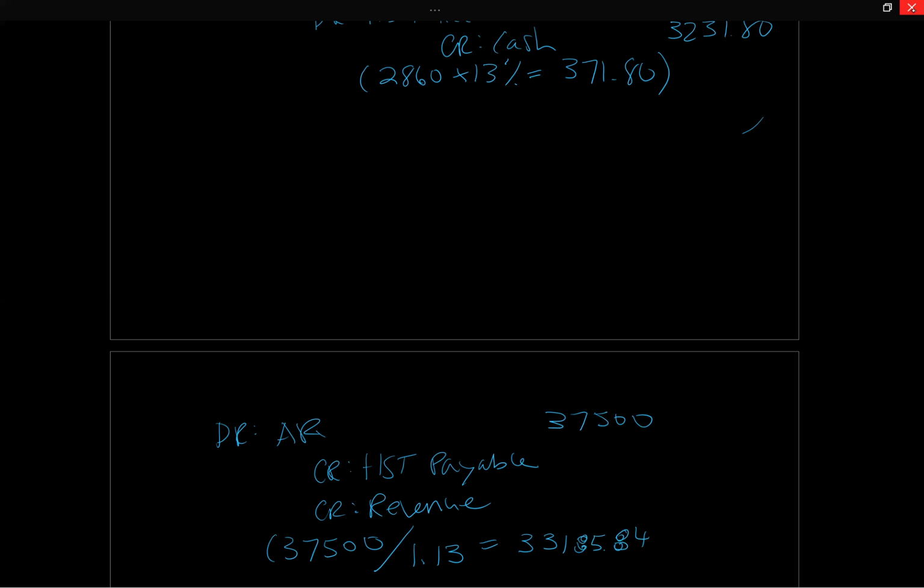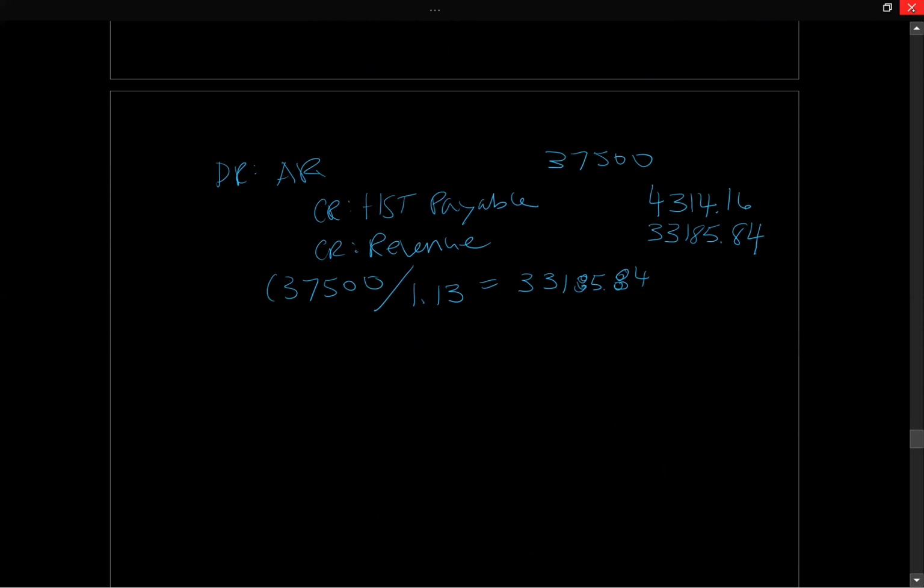Okay, so now we know that our pre-tax revenue was 33,185.84. And it's just going to be the difference now that we're going to use to balance our journal entry. So this number is going to be just the net. So 37,500 minus 33,185.84, which is going to give us 4,314.16.